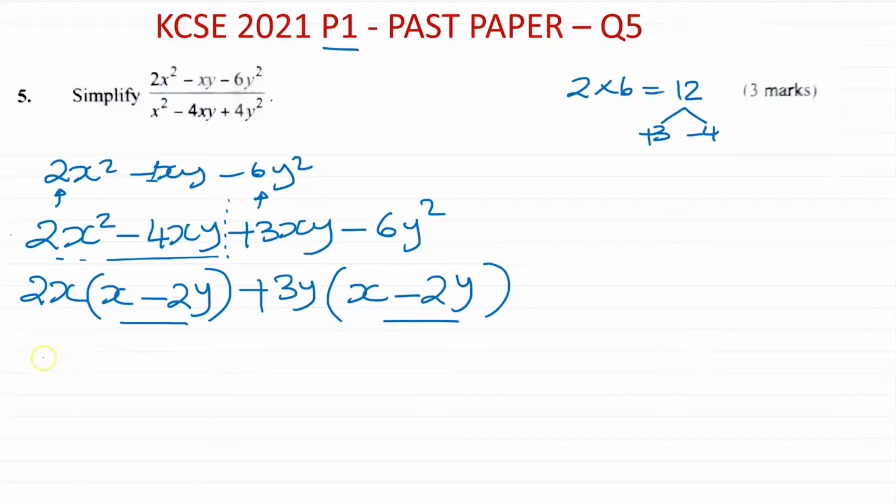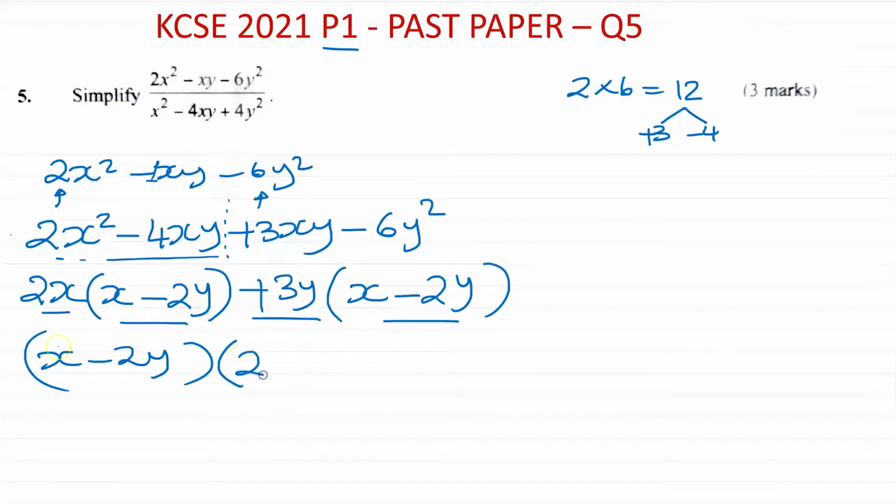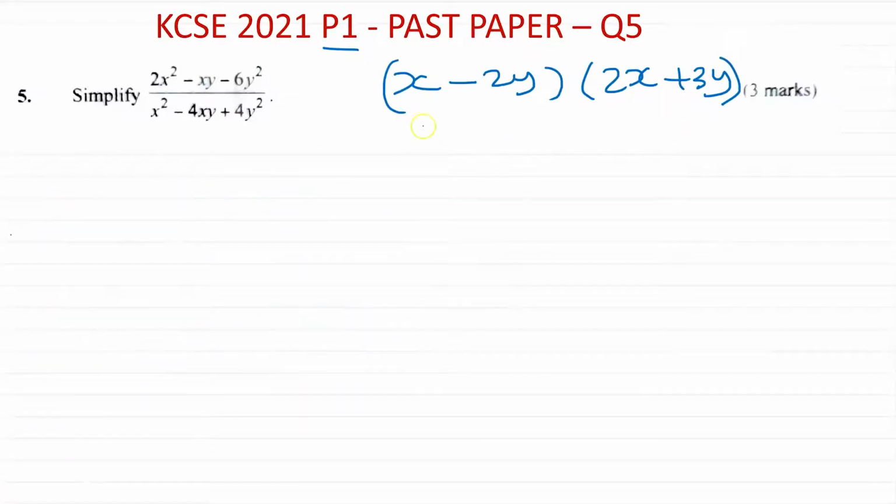So first I do x minus 2y. My next bracket is formed by these numbers outside, so that's going to be 2x, and then plus 3y. Now I have factorized the top. Let's put that somewhere and then we can wrap this up. So now you have seen the top one gives us this.